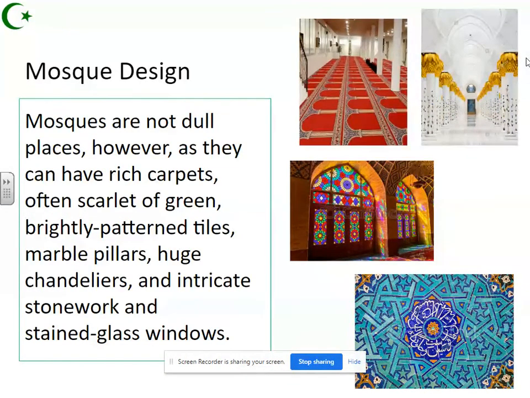So, mosque design. It's really important to know that mosques are incredibly beautiful. They're not dull places. They have rich carpets, often scarlet or green, brightly patterned tiles, marble pillars, huge chandeliers, and intricate stonework and stained glass windows. Around the world, there are many different types of mosques as well. I'm going to talk to you about that in just a moment. But I want you to start thinking about what sort of design you might include when you go on to make your mosque in step 3.